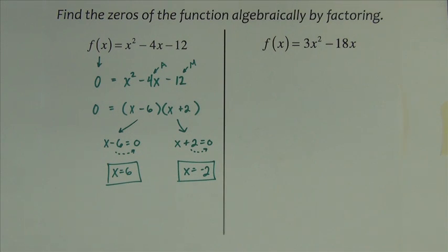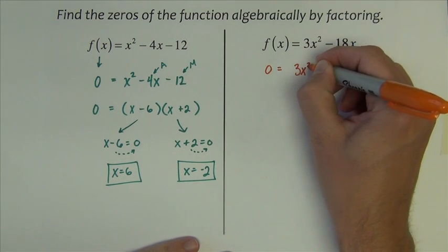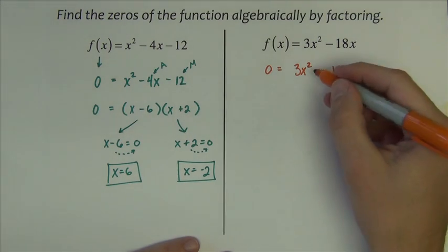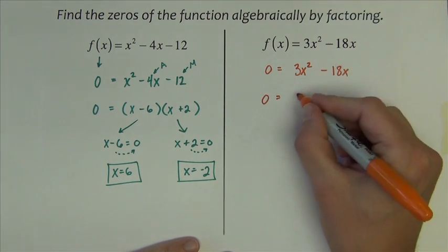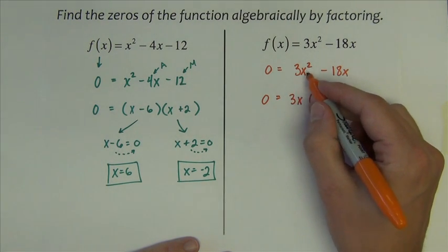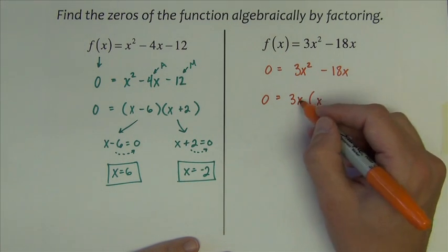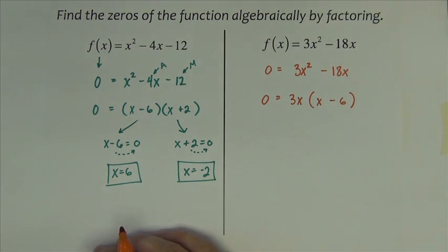Okay, next one. I begin by setting the equation equal to 0. This one has two terms. There's common factors. What can we divide from each of these? We can divide a 3 and an x. So 3x squared divided by 3x leaves x. 18x divided by 3x leaves 6.